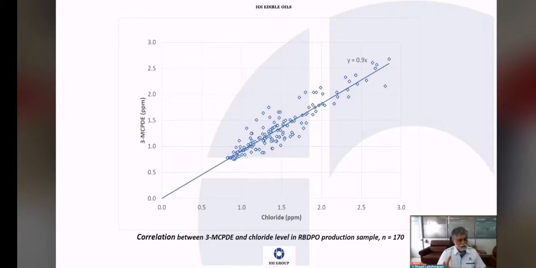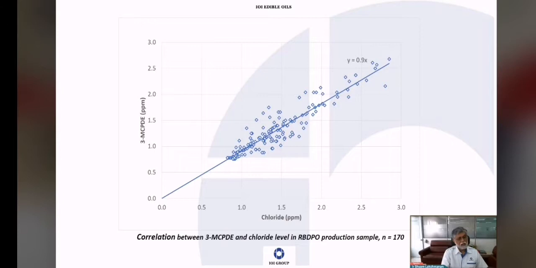We tried to develop a correlation between 3-MCPDE and the chloride level in the RBD palm oil. And from here, you can see that we got quite a good correlation. It shows that if you have chloride of 1 ppm, you would have about 0.9 3-MCPDE. That means almost all of that chloride in the RBDPO exists as 3-MCPDE.